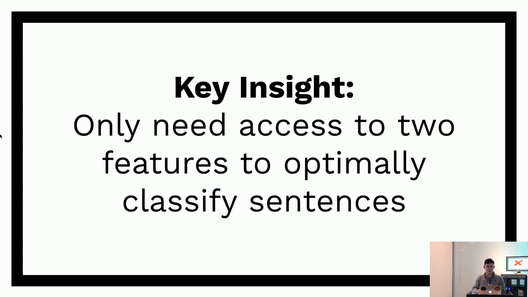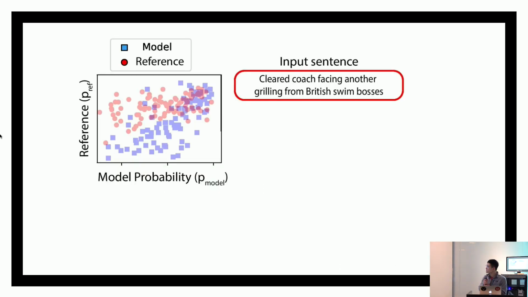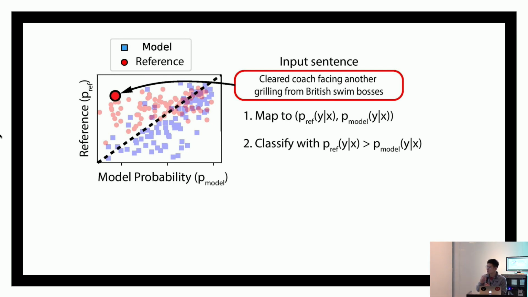Our key insight to fix this is that you only need access to two features to optimally classify sentences. Let me explain. For each sentence in the reference set, we collect two values, p_model, the probability of the sentence under the model distribution, and p_ref, the probability of a sentence under the reference distribution. We then map it onto a 2D plane and then classify along the y equals x axis.